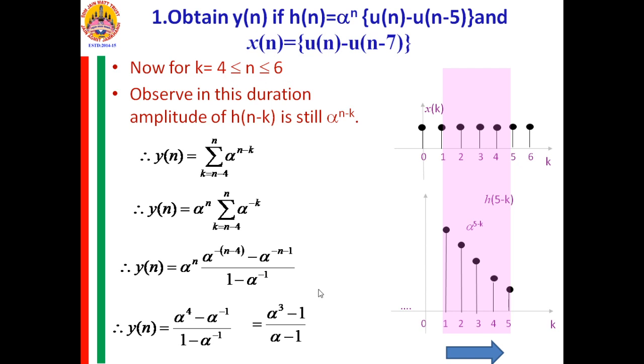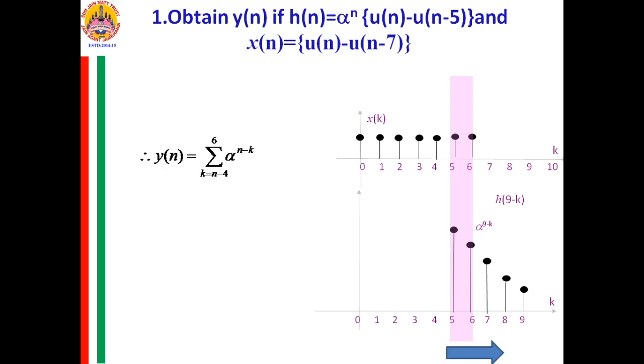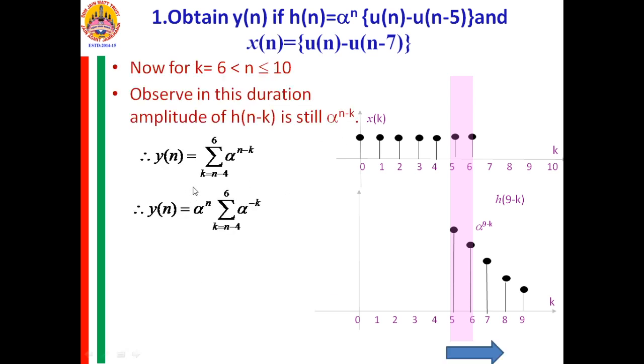Now for 6 onwards and up to 10, you will observe that the overlap is always from n minus 4 to 6. The product is still alpha raised to n minus k, and for this we have to obtain the closed form expression from n minus 4 to 6 for this alpha raised to minus k.